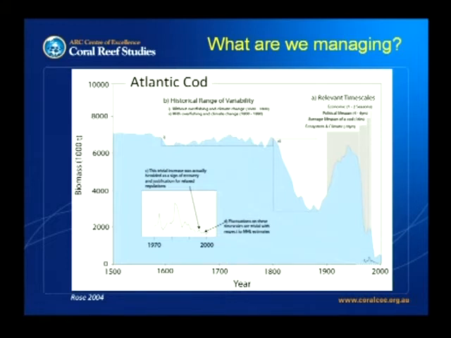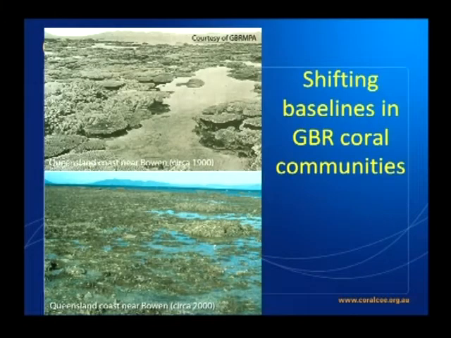And you can imagine that managers would have been elated as the fish stocks went up, and then alternatively depressed as they went down. But really, they're way down here, they're just managing noise of an essentially functionally extinct fishery. So we have to guard against this. And the only way to guard against it is by extending our analyses into the past.